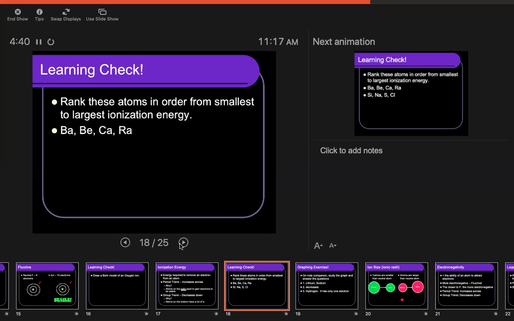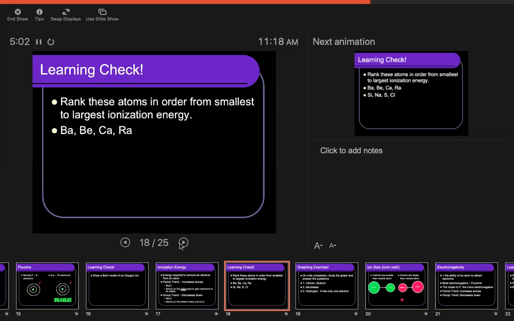So I have Ba. Ba is about right here in group 2. So locate Ba. Then I have beryllium. It's up here at the top of group 2. Calcium. It's also in group 2. And then last but not least, radium. And it wants me to rank this from smallest to largest.